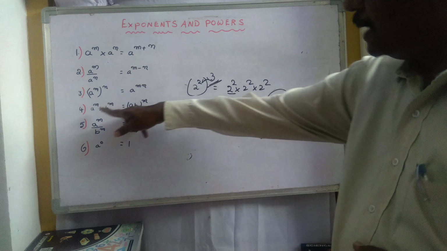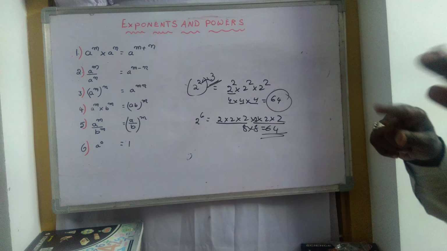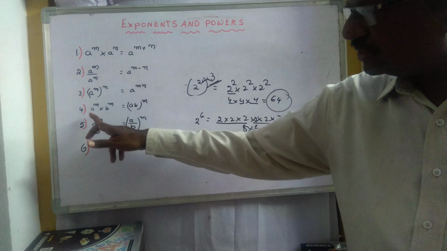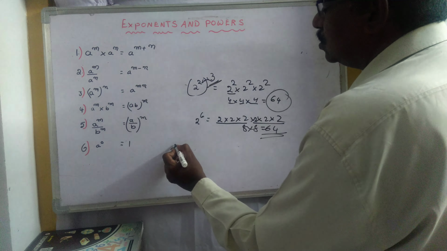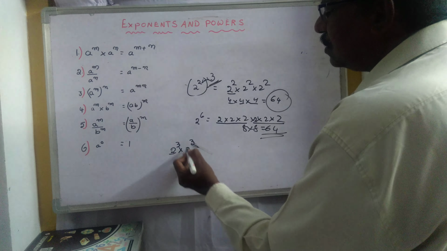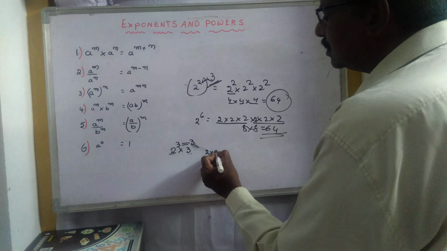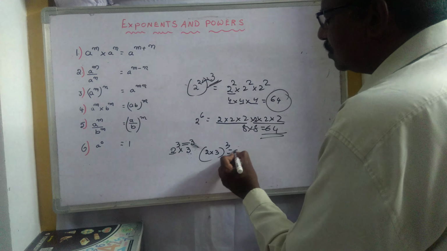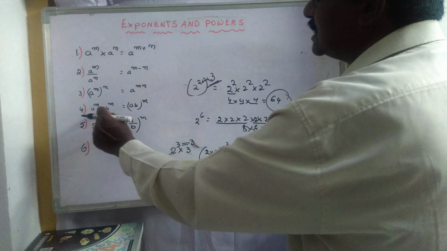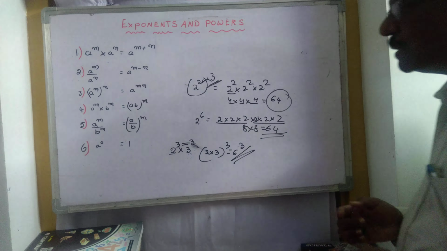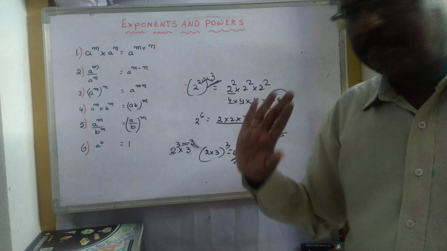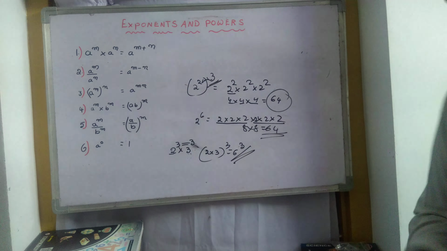And next one, a power m into b power m. When powers are equal, you have to take the product of the bases. For example, you have to take 2 to the power of 3 into 3 to the power of 3. So, powers are equal. Then you have to write 2 into 3 whole power 3, that is equal to 6 whole to the power of 3. So, when powers are equal, you write the product of the bases like this. This one also: a power m by b power m, powers are equal. You write a by b whole power m.